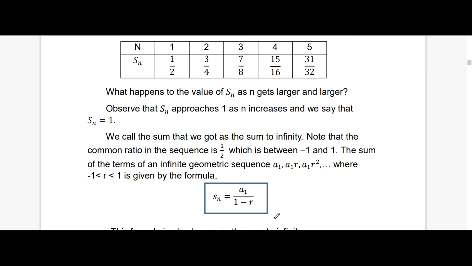So, this is our formula. Take note of this. S sub n is equal to a sub 1 over 1 minus r. This formula is also known as the sum to infinity. So, let's have an example.